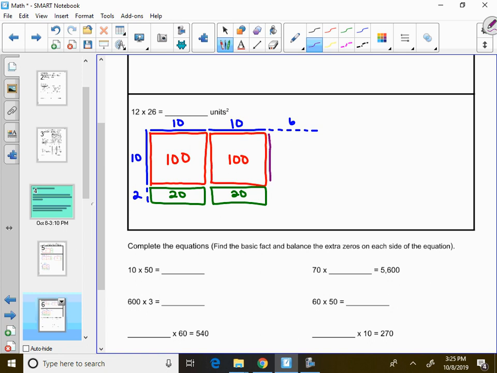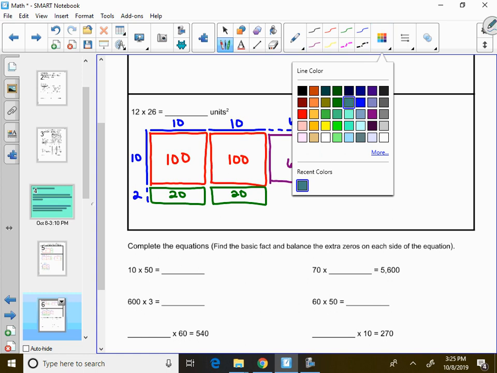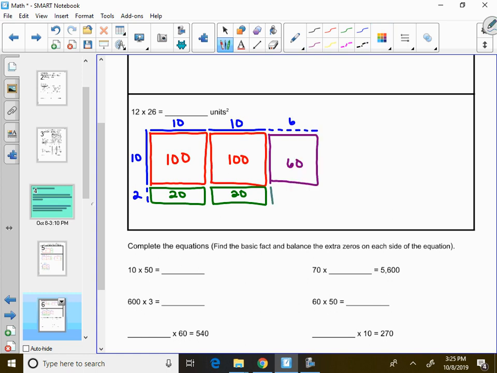10 by 6 is 60. And that last corner section, 2 by 6 gives us an area of 12. And if we add all of those sections together, 100 plus 100 is 200, plus 60 is 260, plus another 20 and another 20 gets us up to 300, and 300 plus 12 is 312 square units.